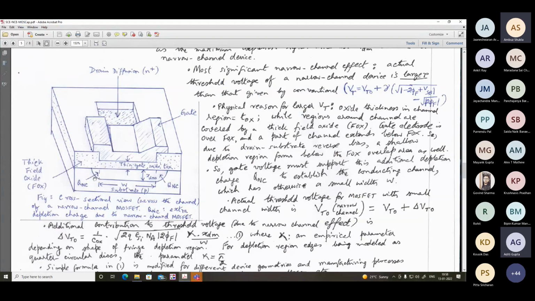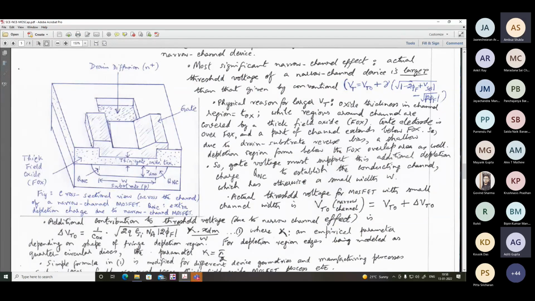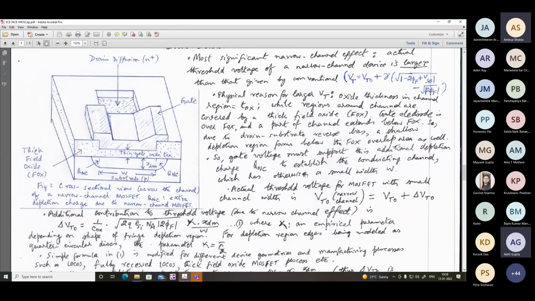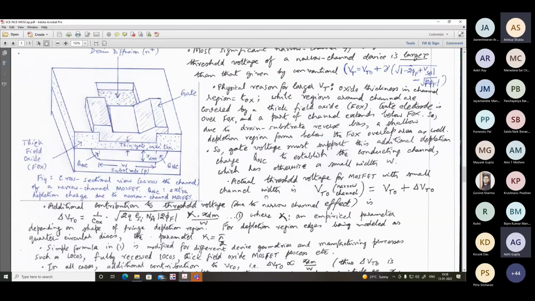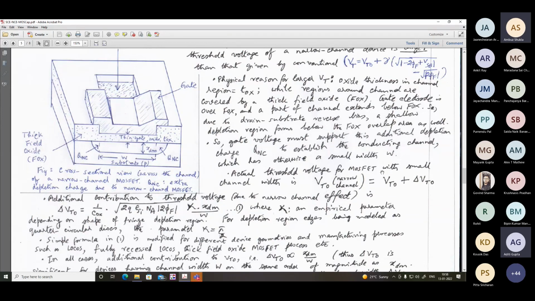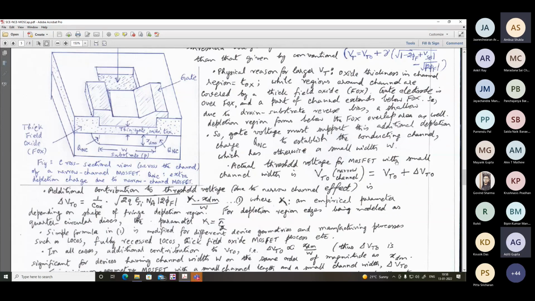Some part of the charge, QNC we write, NC stands for narrow channel. While regions around the channel are covered by a thick field oxide, the gate electrode over FOX and a part of the channel extends below FOX. FOX means thick field oxide. Due to the drain-substrate reverse bias, a shallow depletion region forms below the FOX. This depletion region has to be accounted for by VT, that's why VT has to be increased. Earlier, we were not accounting for this QNC, and not only here, this was on all four sides. So a shallow depletion region forms below the FOX overlap area as well. The gate voltage must support this additional depletion region charge QNC to establish the conducting channel, which is otherwise small with W. So the actual threshold voltage for the MOSFET due to the narrow channel effect is that we have to increase something.